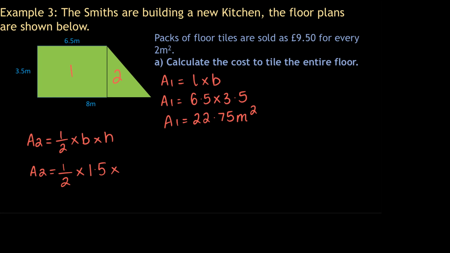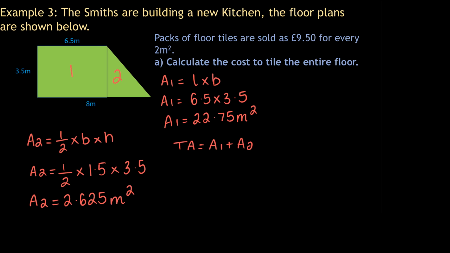And then the height of the triangle is just the same as the breadth of the rectangle, which is 3.5. So multiply that together in your calculator. And you get an answer of 2.625 square metres. Now we can find the total area of the shape by adding area 1 and area 2 together.